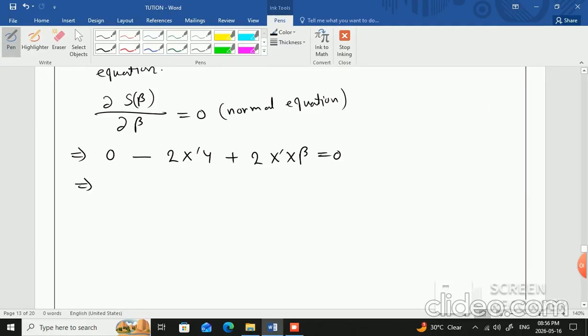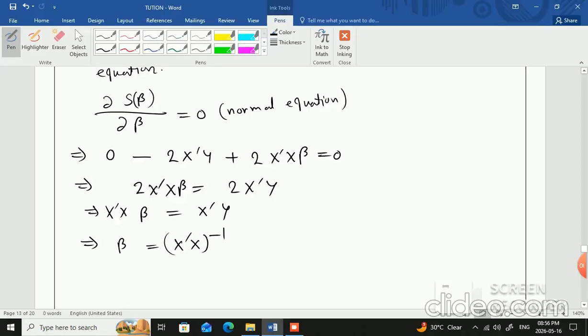Now we can write 2x dash x beta equal to 2x dash y. Cancelling 2 on both sides we get x dash x beta equal to x dash y. Now here beta equal to x dash x inverse x dash y.